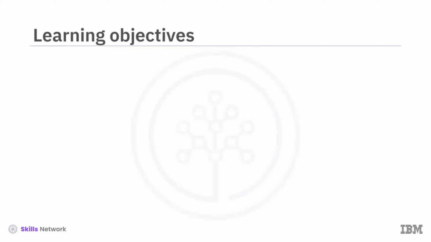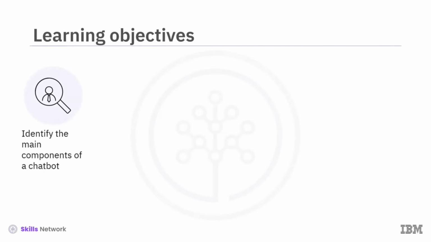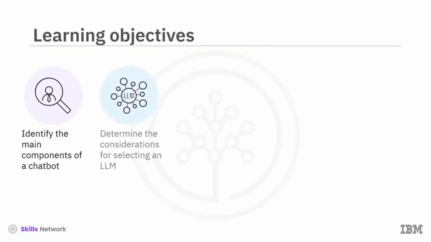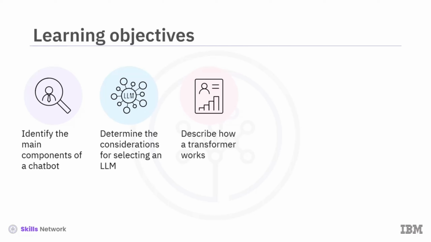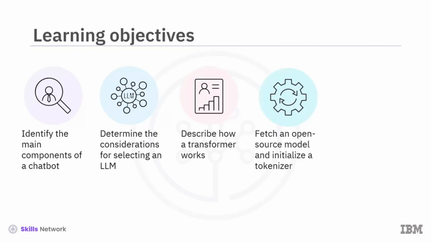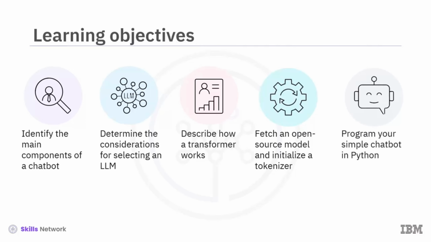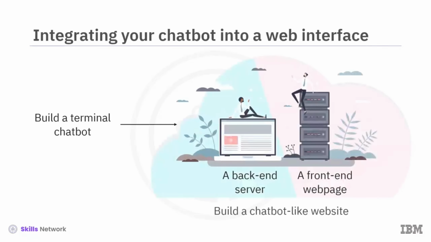By the end of this project, you will accomplish the following objectives: identify the main components of a chatbot, determine the considerations for selecting an LLM for your application, describe how a transformer works, fetch an open-source model and initialize a tokenizer, and program your chatbot in Python. After building a terminal chatbot, you will integrate it into a web interface.